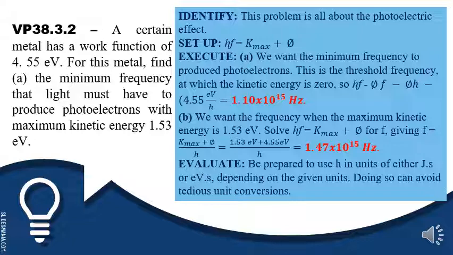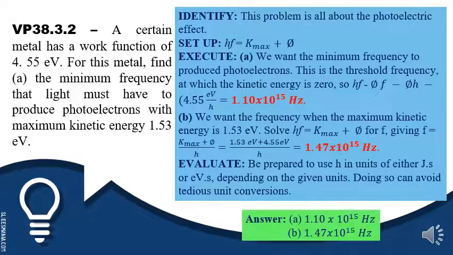In the evaluate part, be prepared to use h in units of either joule-seconds or eV-seconds depending on the given units so that we can avoid tedious unit conversions. So our final answer in letter A is 1.10 times 10 to the power of 15 Hz, and in letter B, 1.47 times 10 to the power of 15 Hz.